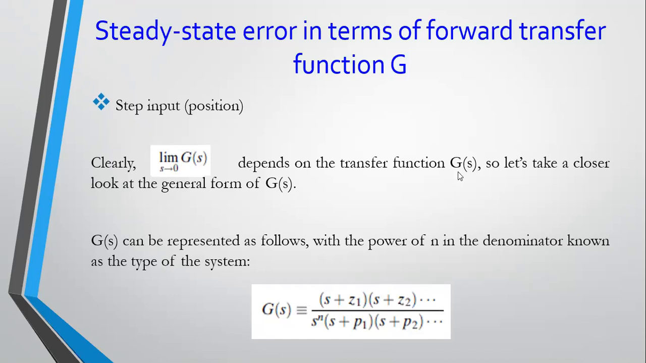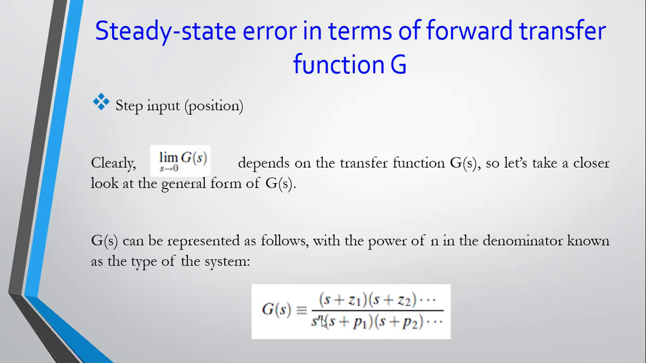So let's take a closer look at the general form of gs. You can write any transfer function in this format here, where in the numerator you have the factorized form of all the zeros, in the denominator the factorized form of all the poles, and you might get this integral term here, which is, if you have 1 over s, a pole at the origin. If you have s squared, it's 2 poles, and so on. So the number of poles you have at the origin is called the type of a system. So if there's no pole at the origin, this is just going to be n equal to 0, and then s power 0 is 1. And then you just have all the poles in this format here.